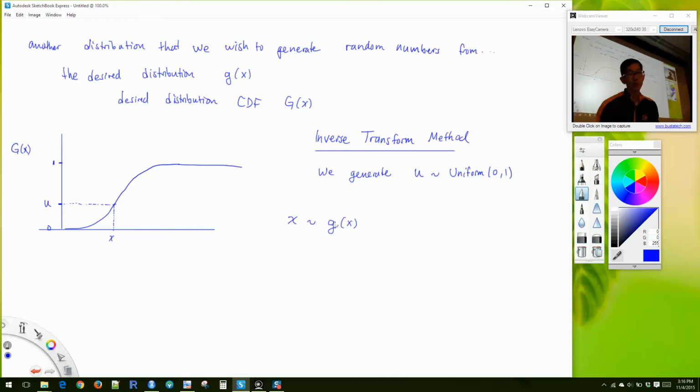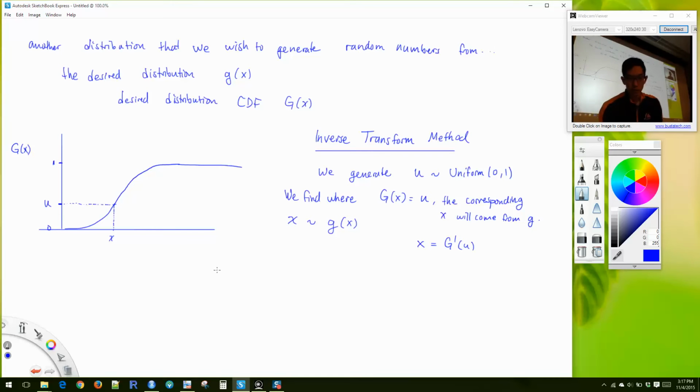And this works out well if g of x is easy to solve for, and if it's easy to go from big G of x, the CDF, to the PDF. So in this case we find where G of x equals u, and then the corresponding x will come from g. Essentially x is equal to G inverse of u.